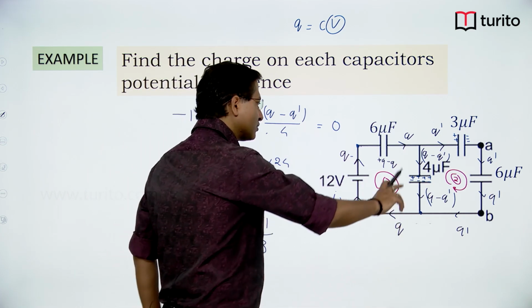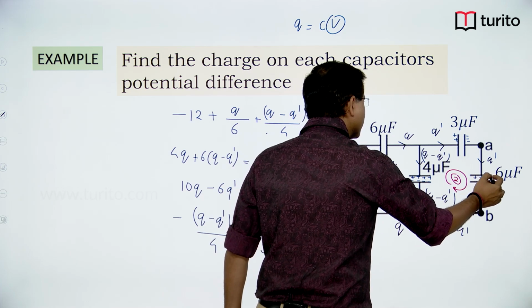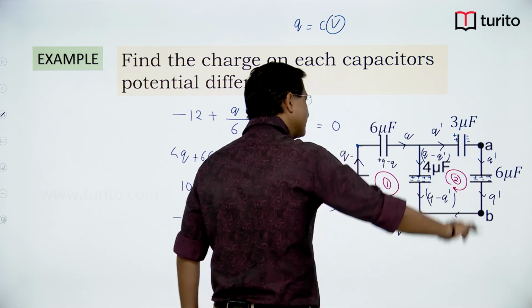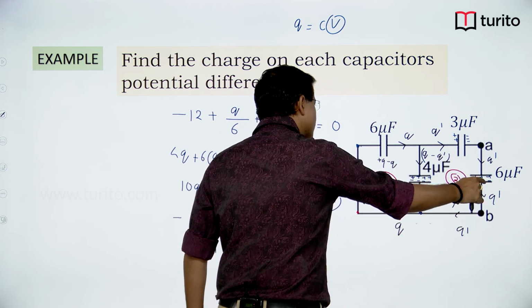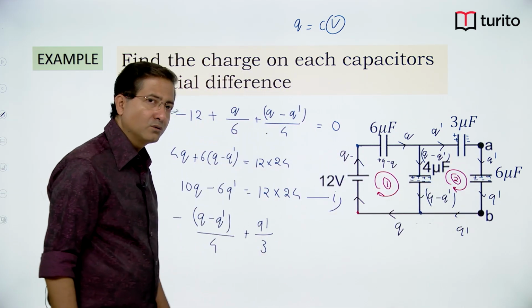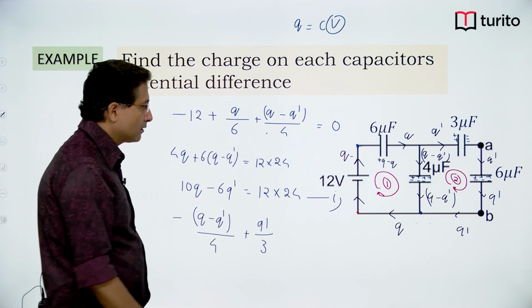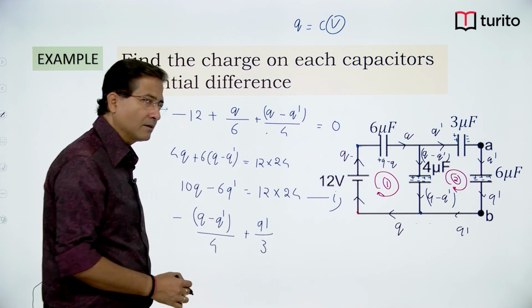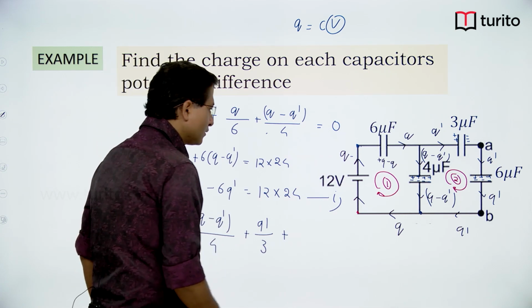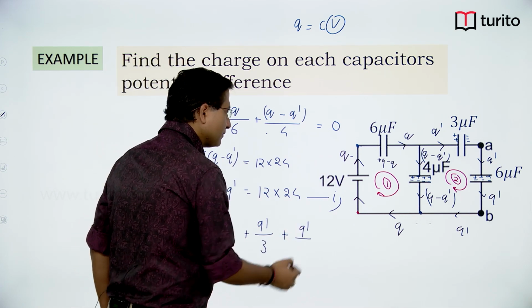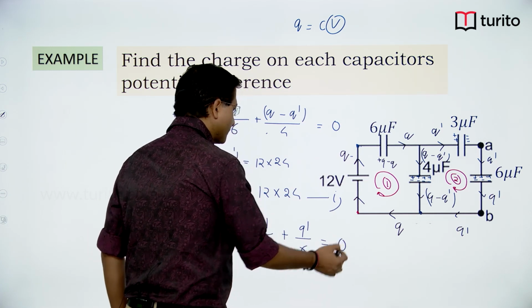So this branch, this element is over, and this element is over. Again this will have positive and this will have negative, and you are going this way, that means from positive to negative, a decrement. Decrement is taken with a positive sign. So plus, the next term is q dash divided by 6, equal to 0.